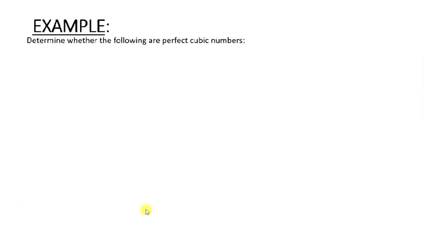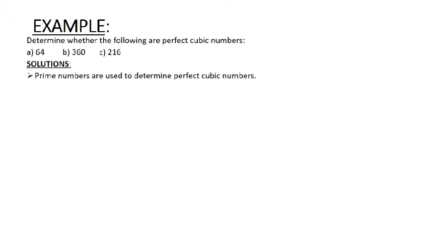Let's look at an example. Determine whether the following are perfect cubic numbers: 64, 360, and 216. The way we were finding square numbers is the way we are going to determine perfect cubic numbers, using prime numbers. We know what prime numbers are. Prime numbers are numbers divisible by 1 and the number itself only.